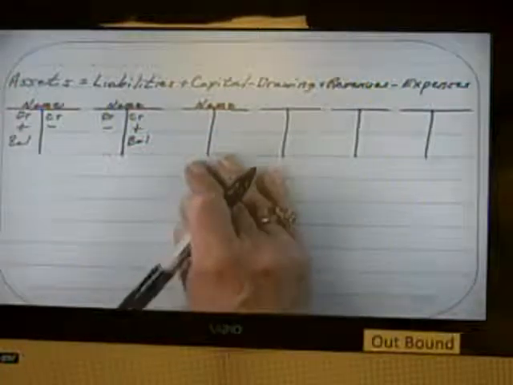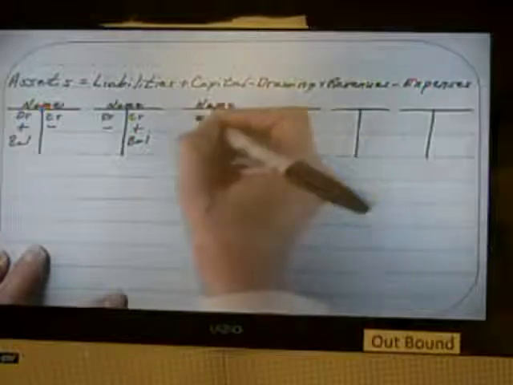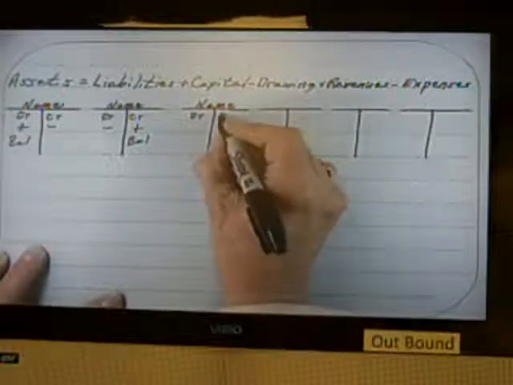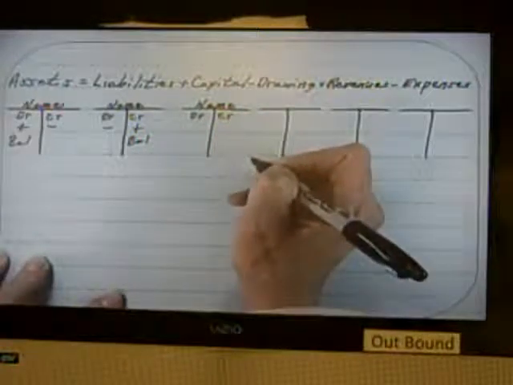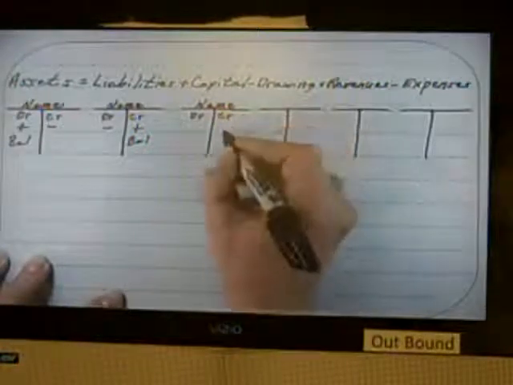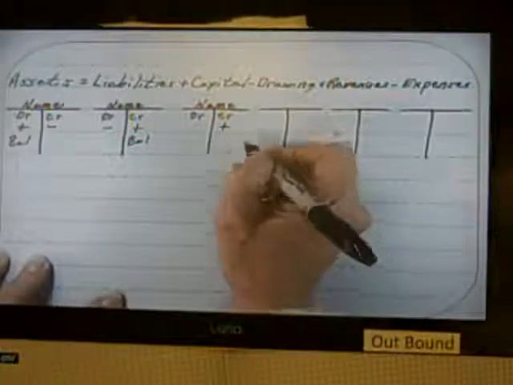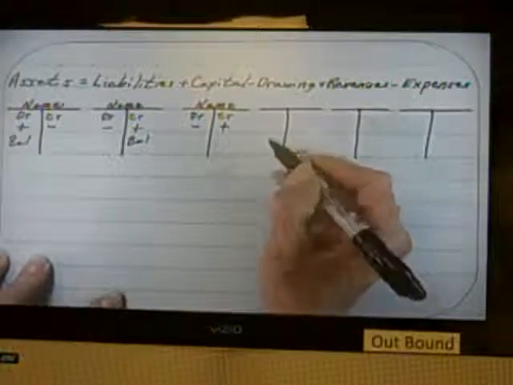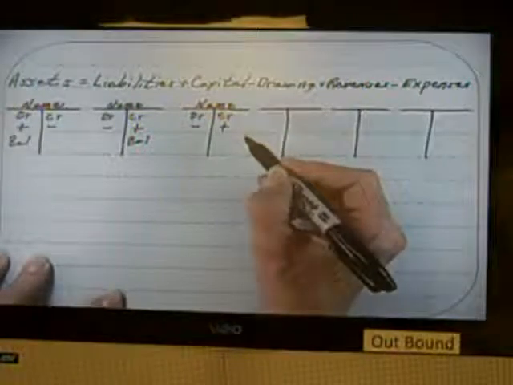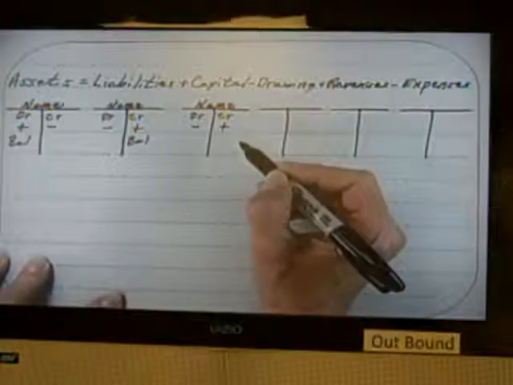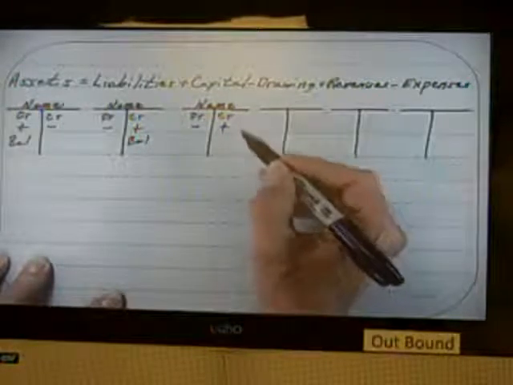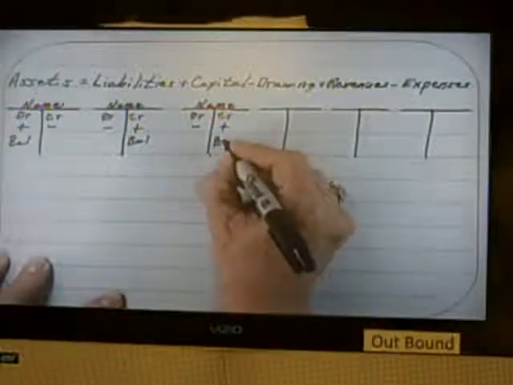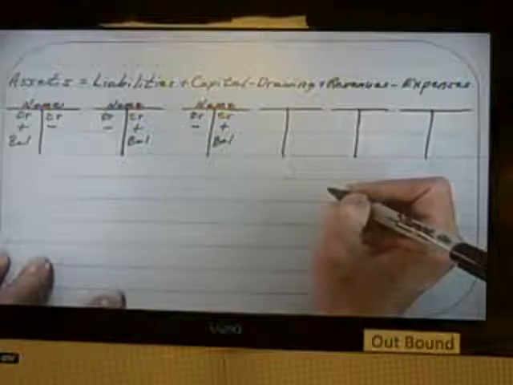Capital works the same as liabilities. Every capital account has a left side, and that's the debit side. Every capital account has a right side, and that's the credit side. Capital increases on the credit side and decreases on the debit side. So if the credit side, or the plus side, is the balance side, then capital should have a credit balance. Credit plus, so credit balance. Capital should have a credit balance.